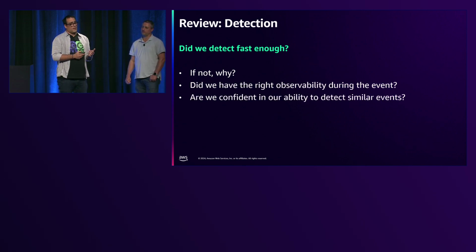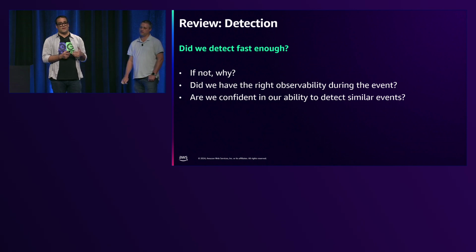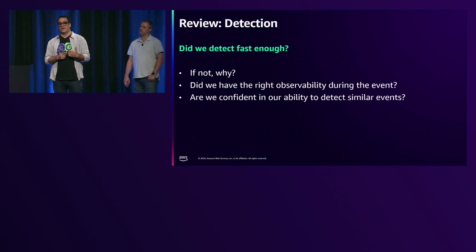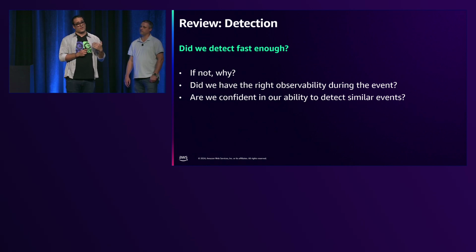Second one, we look at how we performed during the event. So we want to make sure that even during the event, we had the right observability to help us understand how our actions were affecting the systems and helping with resolution. And the third one is about zooming out a bit. So not just looking at this very specific failure condition, but are we confident that if something similar happens with similar symptoms, we are going to be able to detect it?